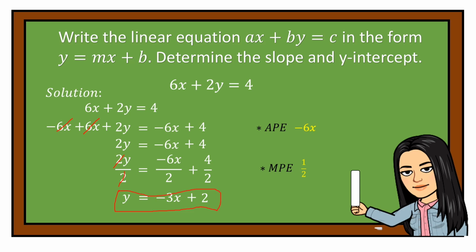So what is the slope? We have to determine the slope. The slope is equal to negative 3. So yun yung katabi ng x. So we have here negative 3. And then b, or our y-intercept, is equal to 2.